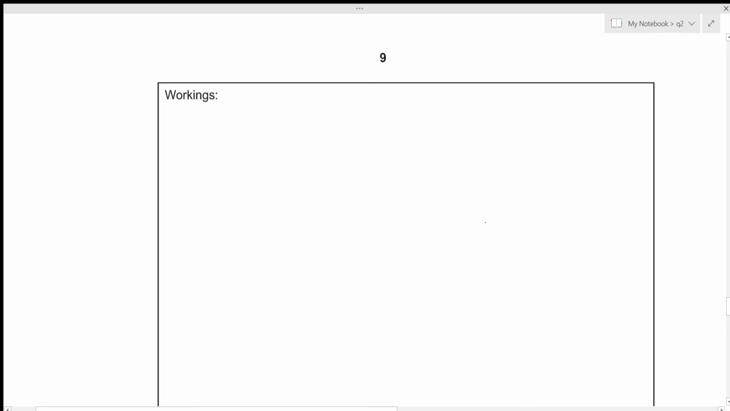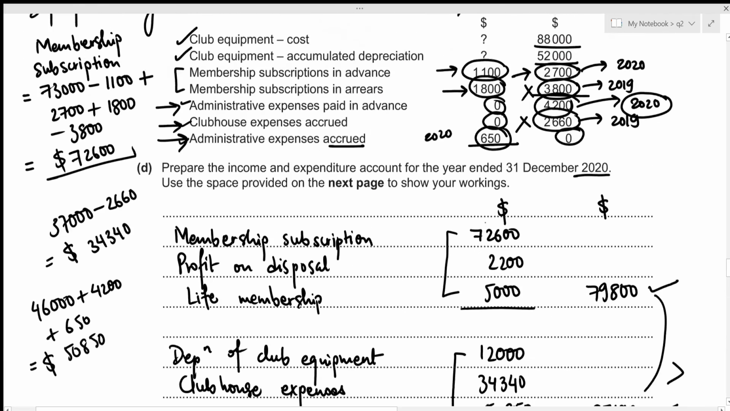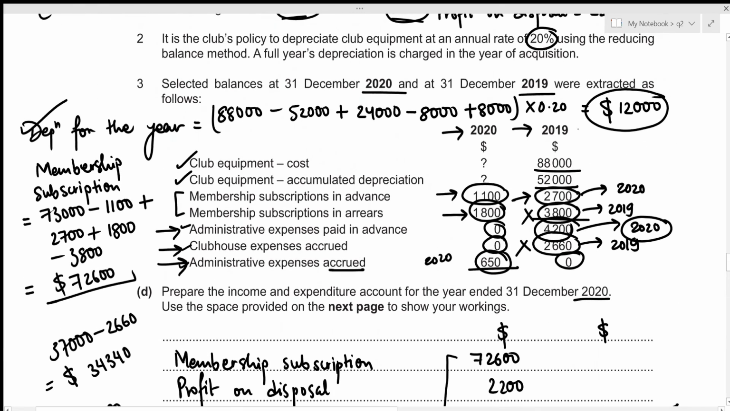Okay, so we were given our information regarding the year 2019 right here. So we'll be using this information and the information that for any club and societies, assets is just going to be equal to the accumulated fund plus our liabilities, right? So in order to figure out the accumulated fund, we just need to subtract our liabilities from assets, right?